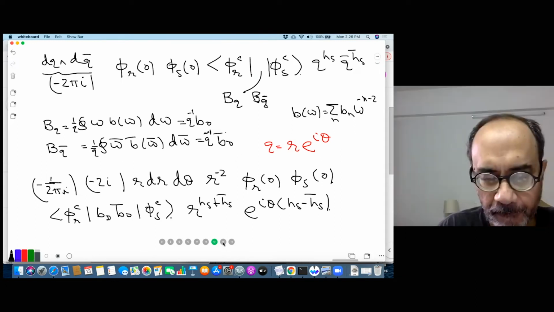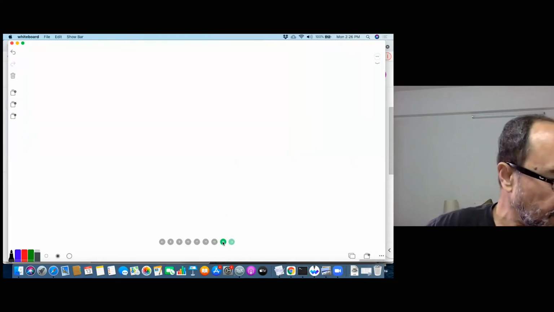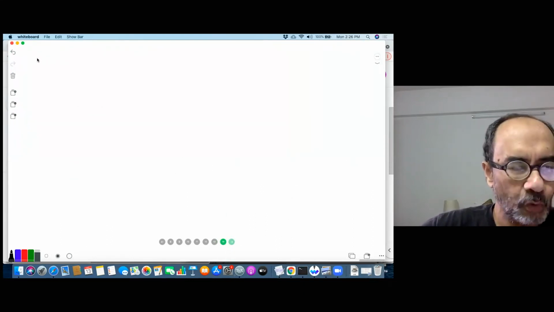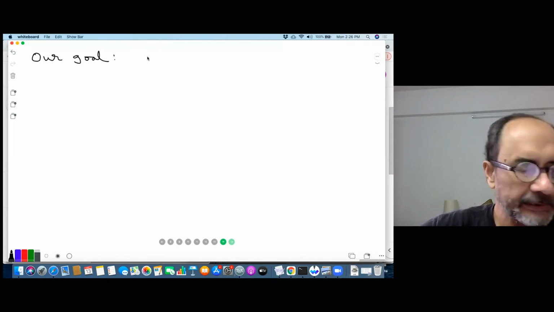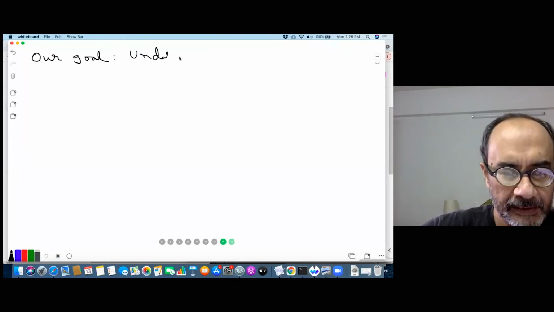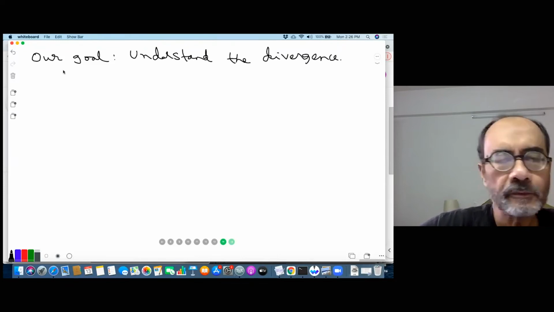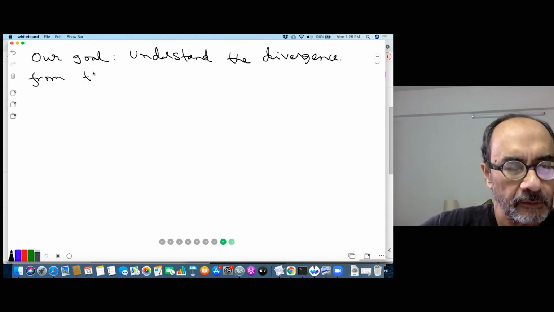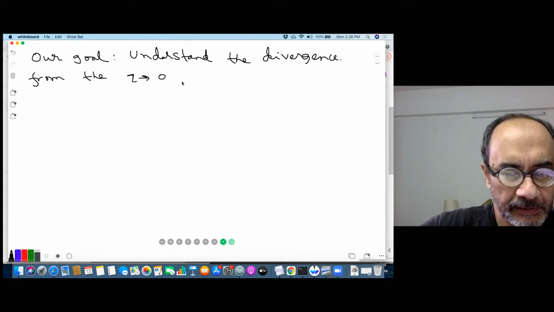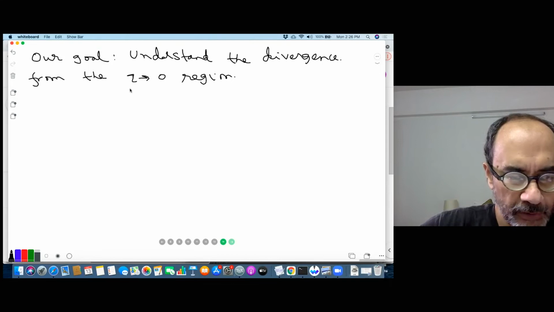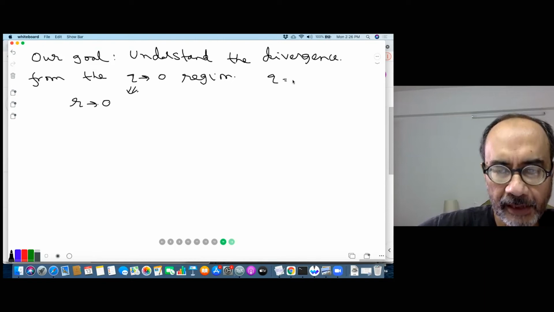Okay, so now, what is our goal? Our goal is to understand the divergence from the q goes to 0 region. Okay, so q goes to 0 means r goes to 0, because q, let me remind you, is r e to the i theta.